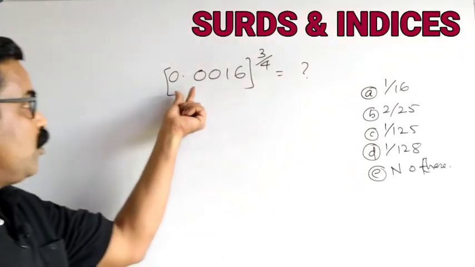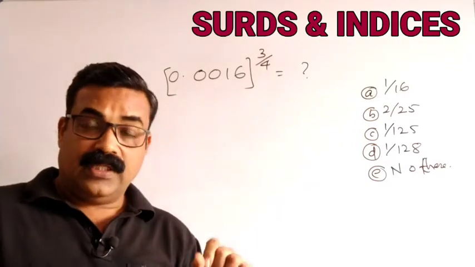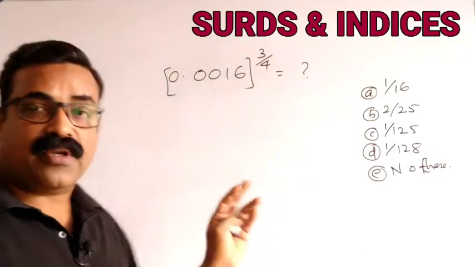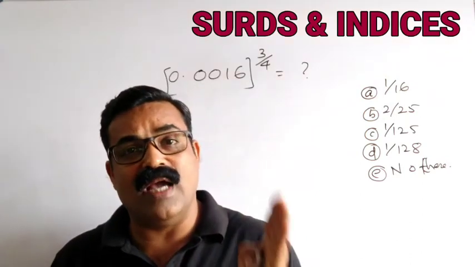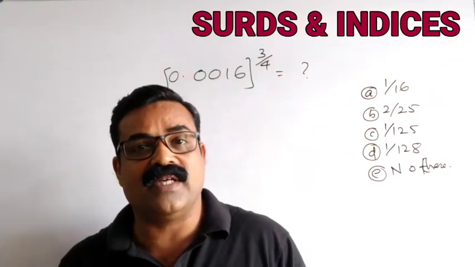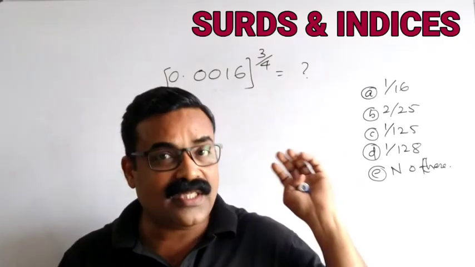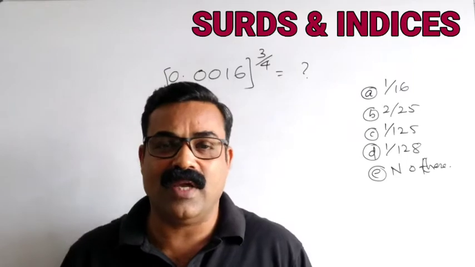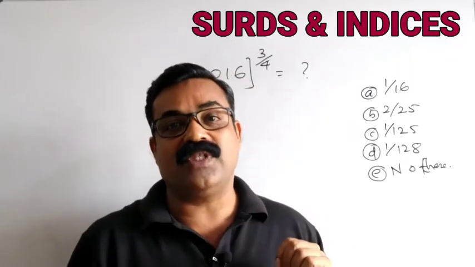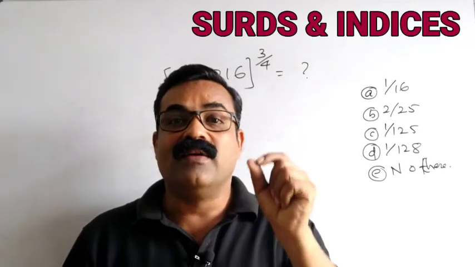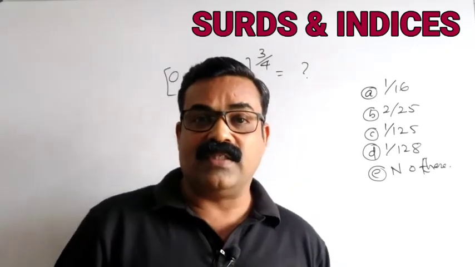0.0016 power 3 by 4 is equal to what? Whenever you have this type of question in your paper, and these are very common in RRB, IBPS, Staff Selection Commission exams, all competitive exams where surds and indices are a topic, you should not take more than 5 to 10 seconds to solve them. For that, practice is required.